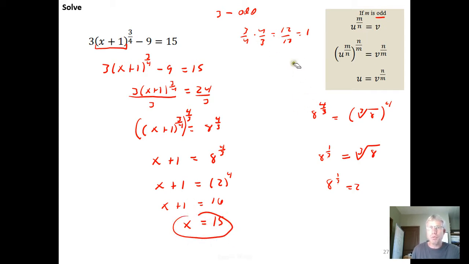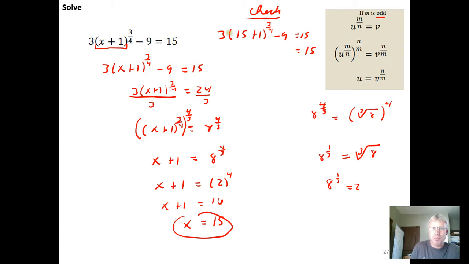Once we've done that, we want to check and make sure it works in the original equation. So our check is to plug that number back into the original. So 3 times (x plus 1), but x is 15. We get 15 plus 1 to the 3/4 power, minus 9, equals 15. I can just leave the right side as 15. We'll simplify the left side. 15 plus 1 is 16. We get 3 times 16 to the 3/4 power minus 9.